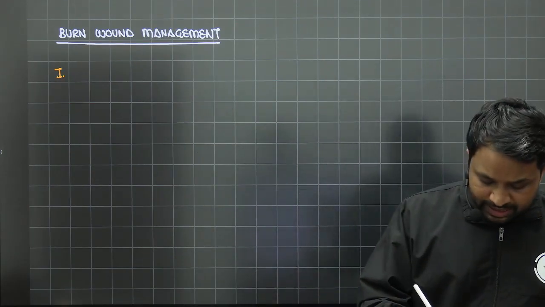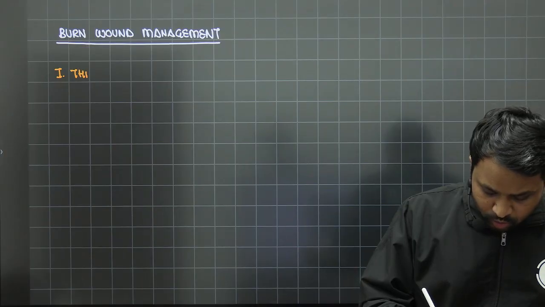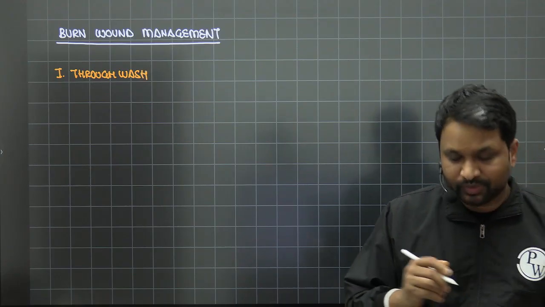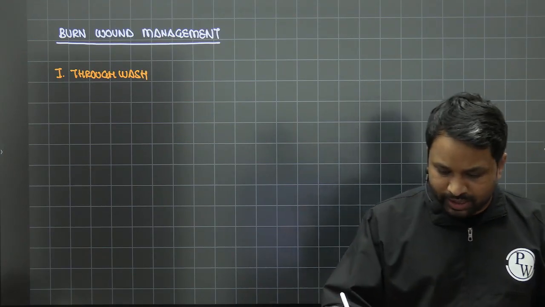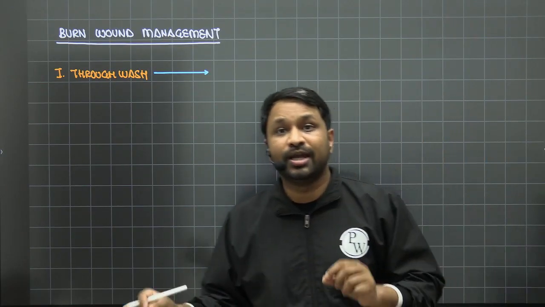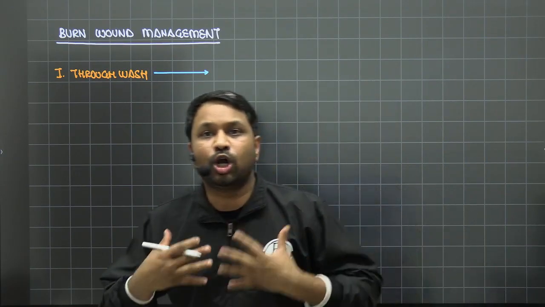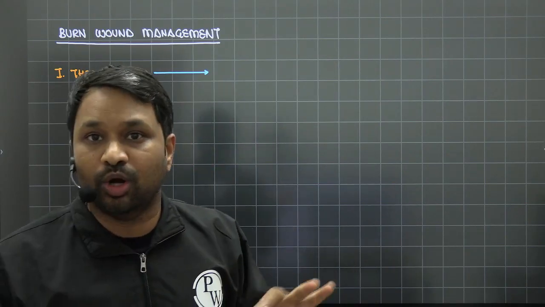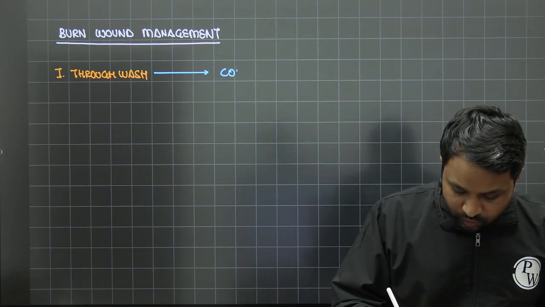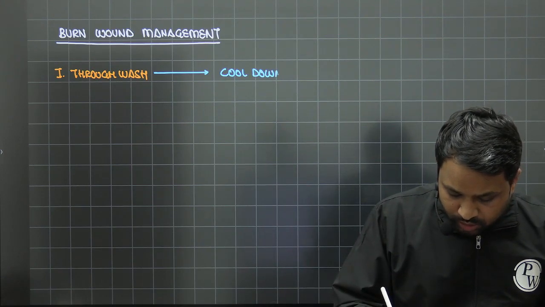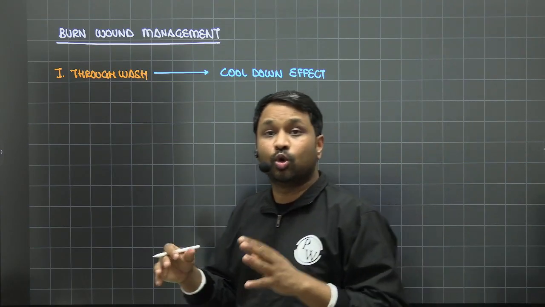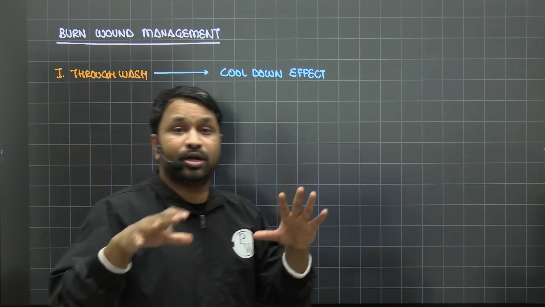The first thing, I am going to give a thorough wash. There are a couple of important points about the thorough wash. Number one, what is the objective of giving a wash? It is not to make it clean, it is not to make it sterile. It is basically to let it cool down. The objective of the wash is to provide a cool down effect. You don't want the heat to dissipate into deeper tissues.